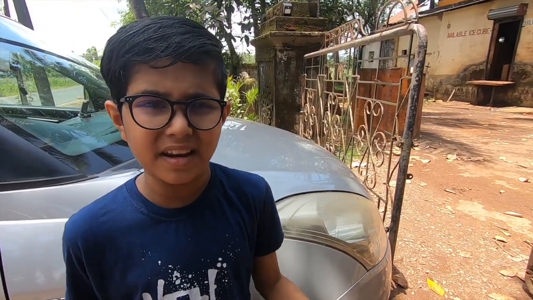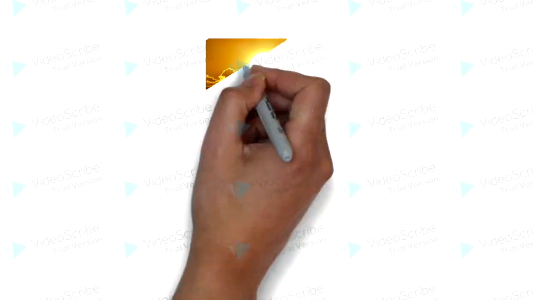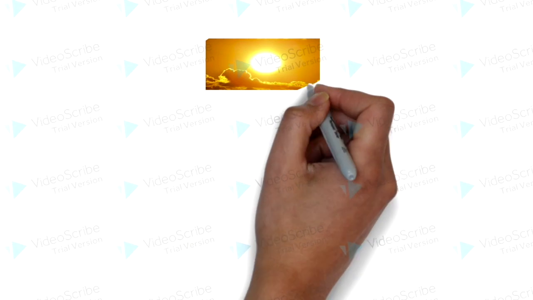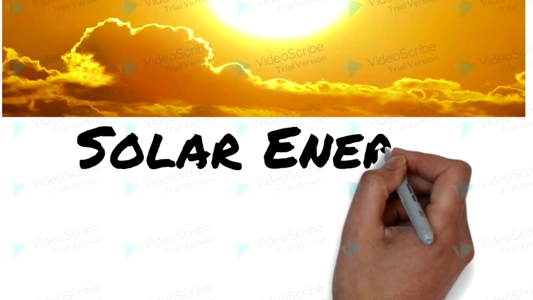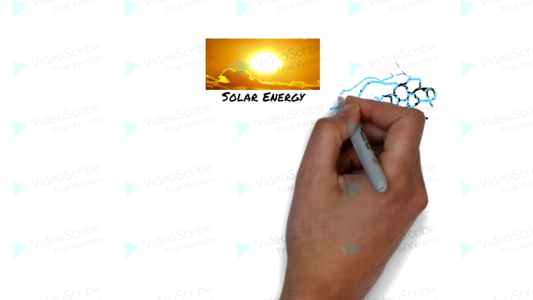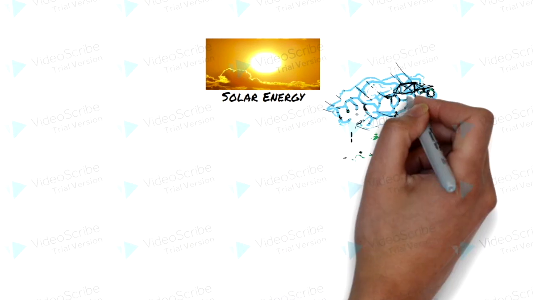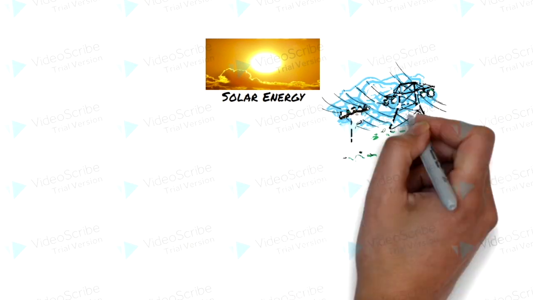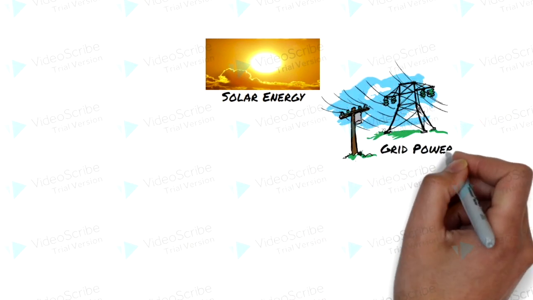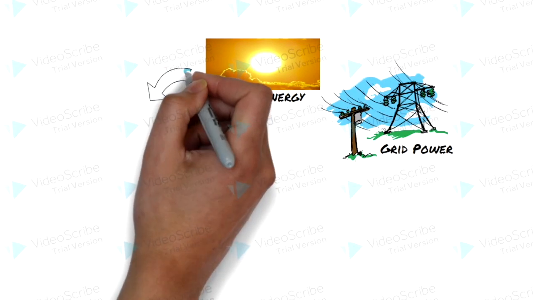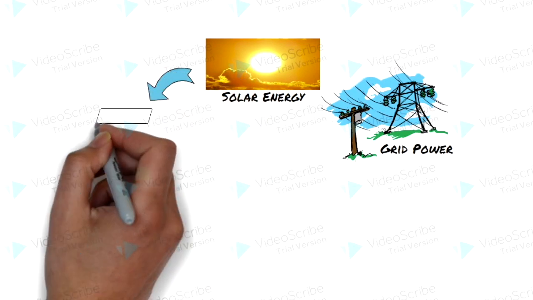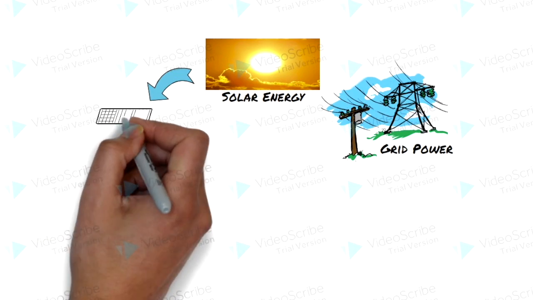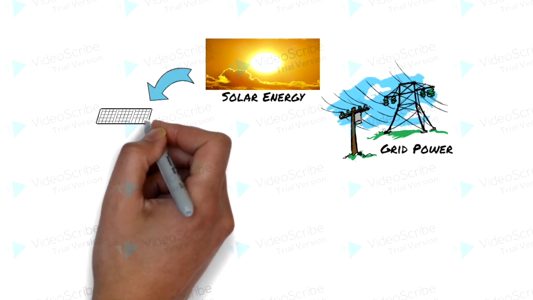A solar power panel is also known as a photovoltaic panel, PV panels. Now I will explain the system to you on a VideoScribe. The two basic requirements for a solar power system are sunlight and the grid electricity from the department. The energy from the sun gets captured by the solar panels. Solar panels are also known as photovoltaic panels.